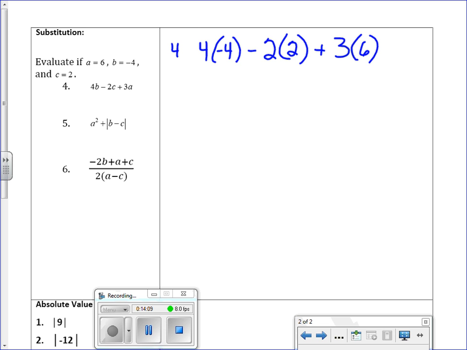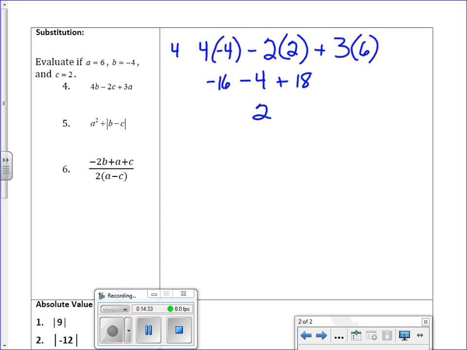So 4 times negative 4 is negative 16, minus 2 times 2, which is 4, plus 3 times 6, which is 18. If I go ahead and combine those like terms, I believe I end up with an answer of 2. Go ahead and try 5 and 6 on your own.